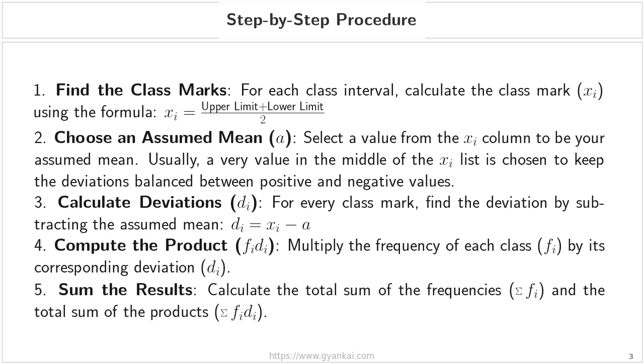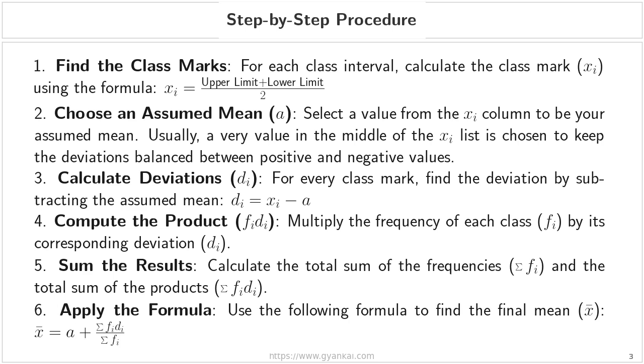Fifth, you'll sum the results. You need to find two specific totals, the sum of all frequencies, which we write as sigma f sub i, and the sum of all your products, which is sigma f sub i d sub i. Finally, we apply the formula to get our answer. To find the actual mean, which is x bar, use the formula: x bar equals A plus the quantity sigma f sub i d sub i, all divided by sigma f sub i.